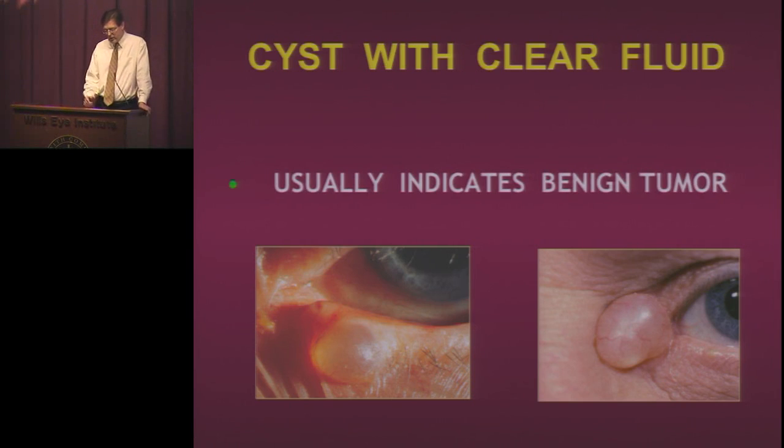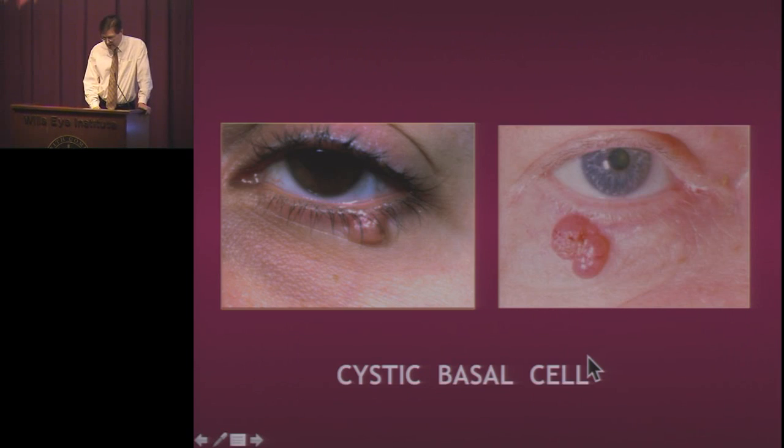Cysts with clear fluid are usually benign. As you can see, these different eccrine and apocrine cysts are benign. But again, cystic basal cell can be full. There's no real lash loss. There's a cystic lesion. This is the case I showed before. They say less than 10% of basal cells of the face are cystic, but they can fool you.